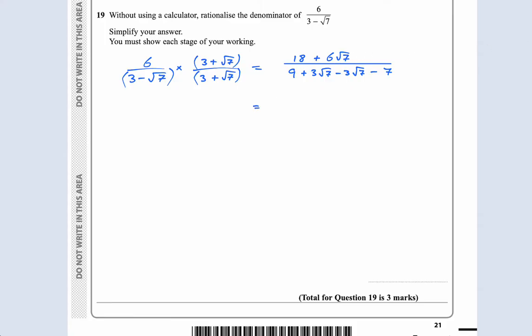Now note what always happens, which is the whole purpose of multiplying by the conjugate. These two disappear. They go to 0. 3 root 7 minus 3 root 7 is 0. So I'm left with 18 plus 6 root 7 over 9 minus 7. What's 9 minus 7? Only 2. And then divide above and below by 2, but divide everything by 2. So 18 over 2 is 9, and 6 over 2 is 3. Remember, this is one term. So I'm left with 9 plus 3 root 7.